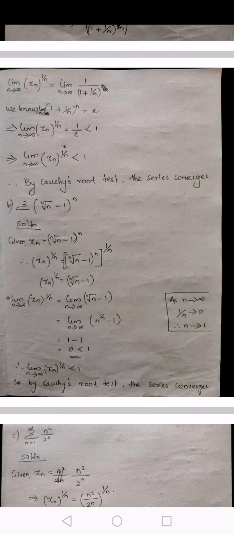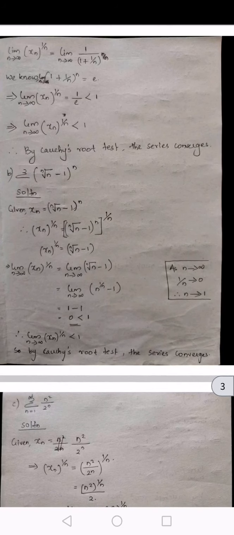Nth root of n we can write as n raised to 1 by n. So the equation becomes limit n tends to infinity n raised to 1 by n minus 1. When we apply the limit n tends to infinity, 1 by n tends to 0, and therefore the equation becomes limit n tends to infinity n raised to 0. N raised to 0 is always 1. So the equation becomes limit n tends to infinity n raised to 1 by n minus 1 is equal to 1 minus 1, that is 0.